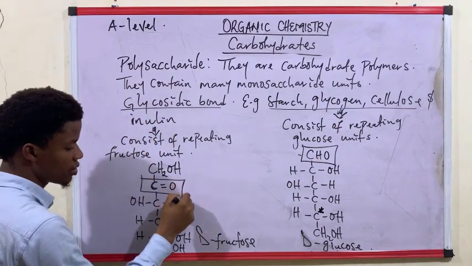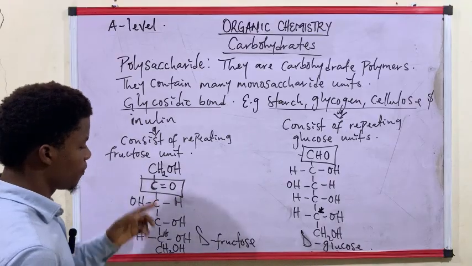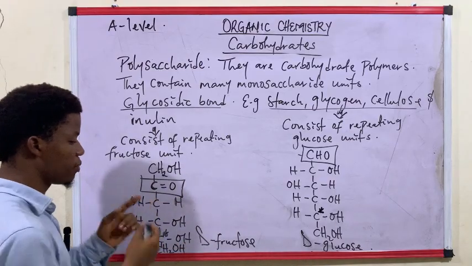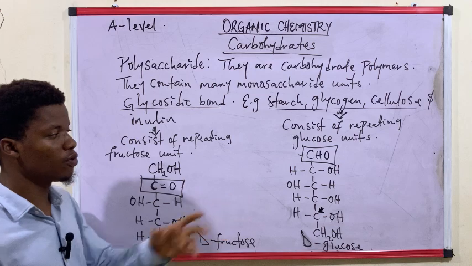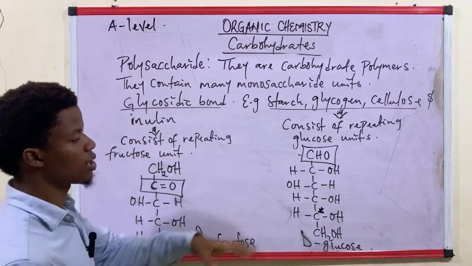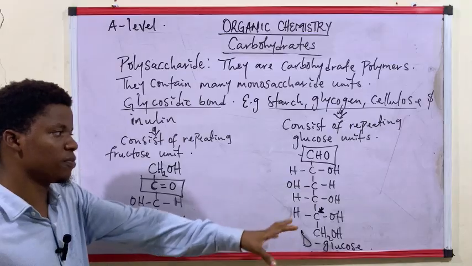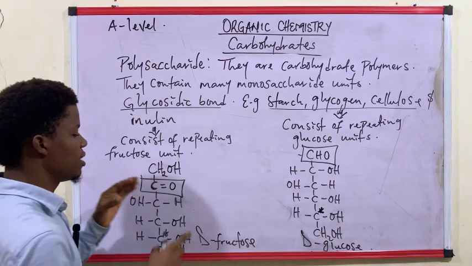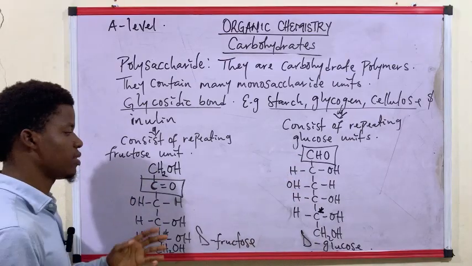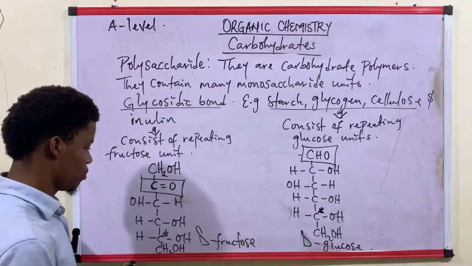So please don't forget. In the case of fructose, the functional group, the ketone group, is at carbon 2. In the case of glucose, the aldehyde group is at carbon 1. So this one has an aldehyde, so it is called an aldose because it has an aldehyde group. This one has a ketone group, all right? It is called a ketose, all right?